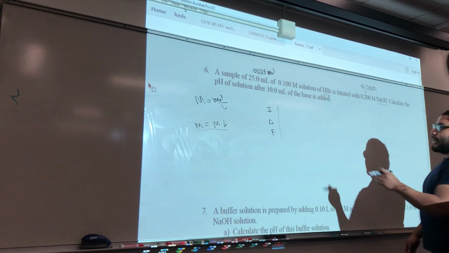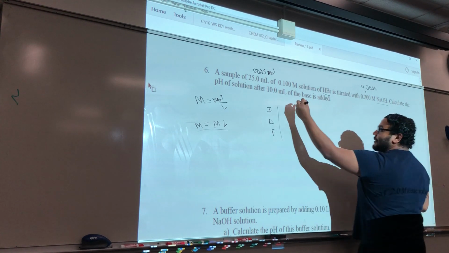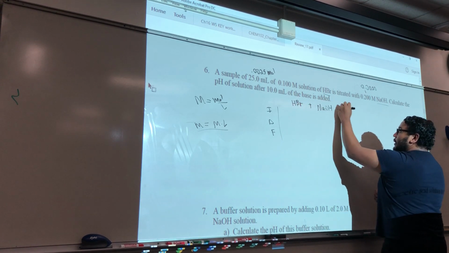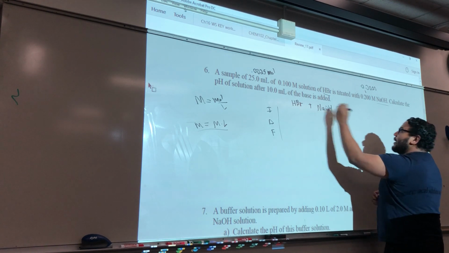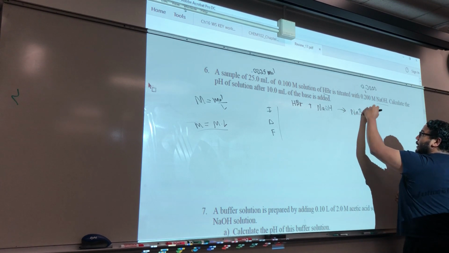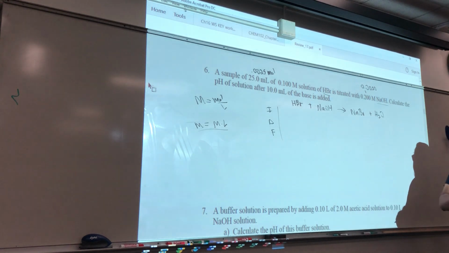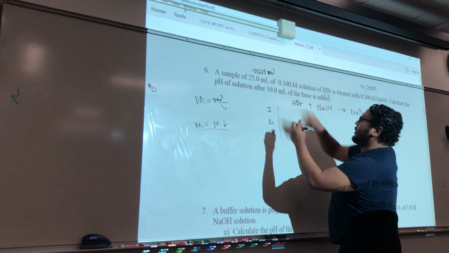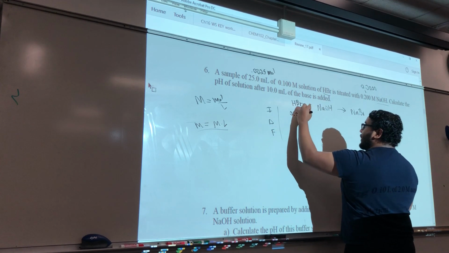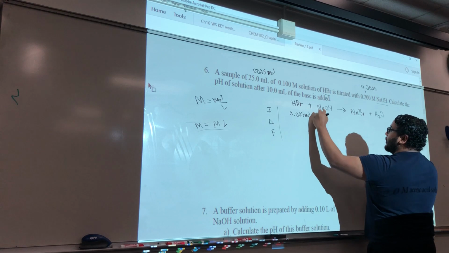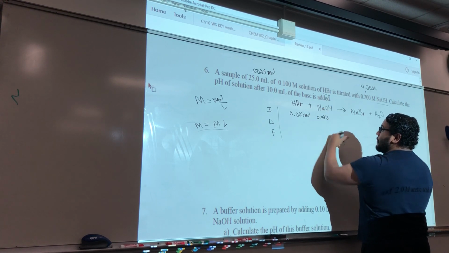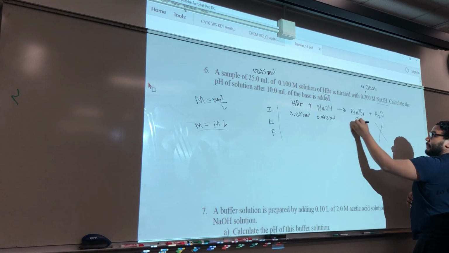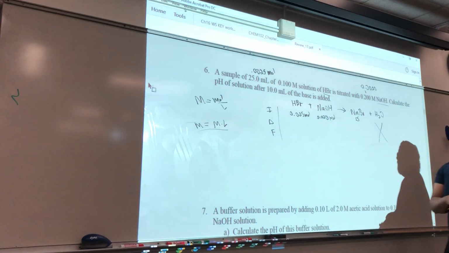Okay, so that's going to be my starting amount, but let's write an equation. HBr plus NaOH yields sodium bromide and water, because we always get water out of a neutralization reaction. So HBr we said was 0.0025, that's the mole amount, not molarity, and 0.0020. We don't care about water, so we have 0 here.